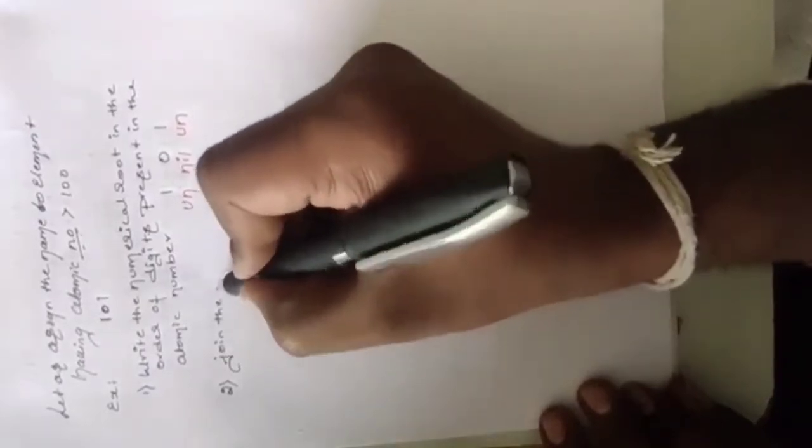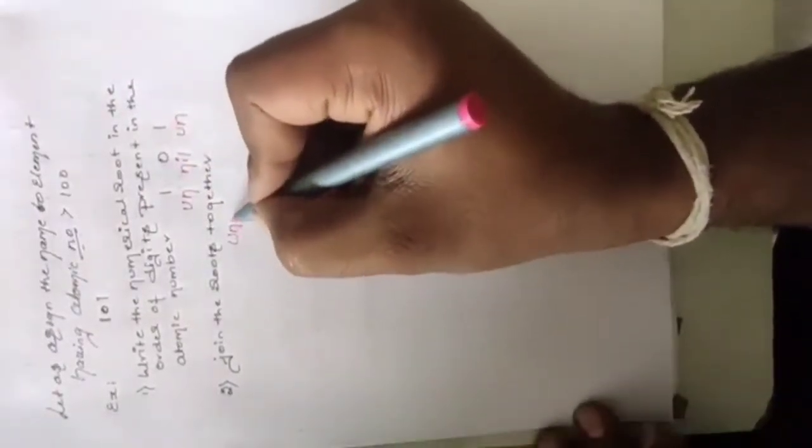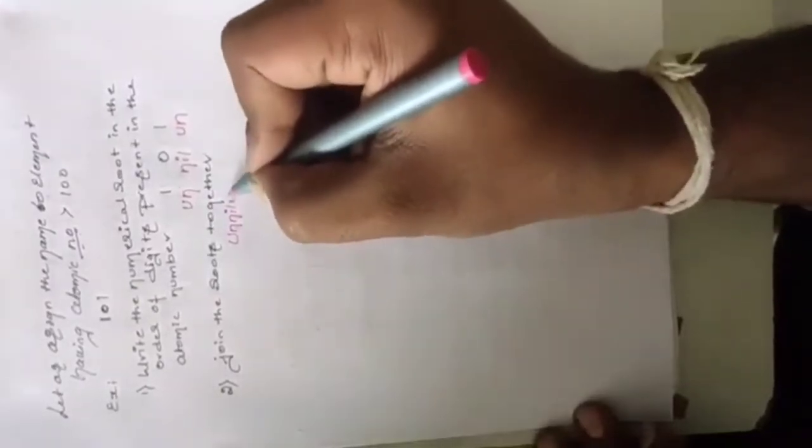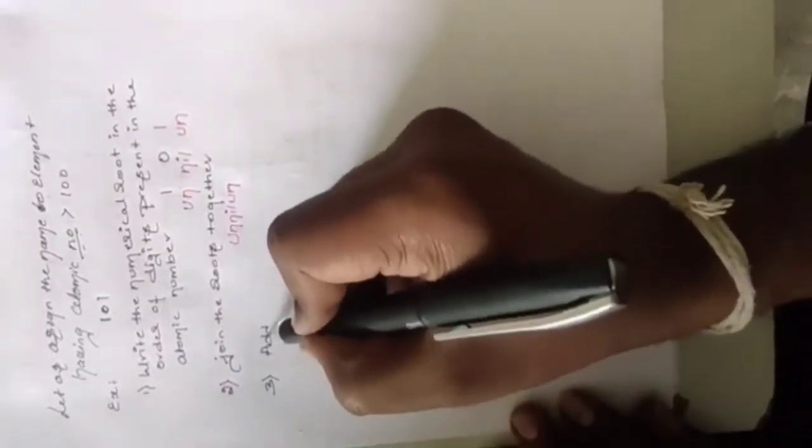Join the roots together. If you join, what will you write? If you join, you see, nil, correct? No, we are joining. Add a suffix. You see, third rule, add suffix. That is, the suffix is ium, IUM, in last.